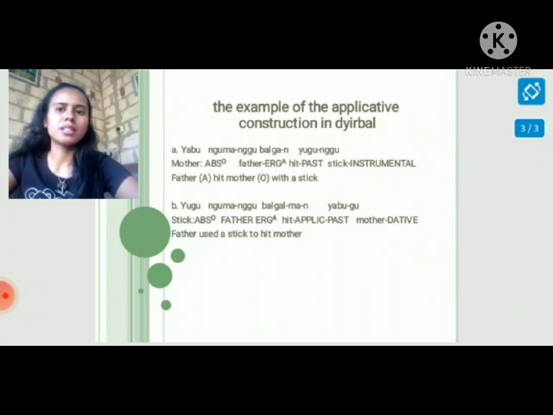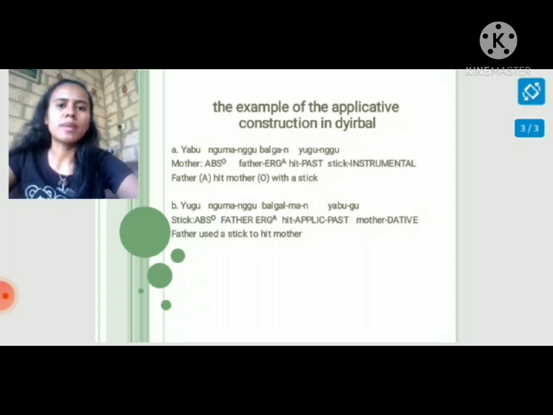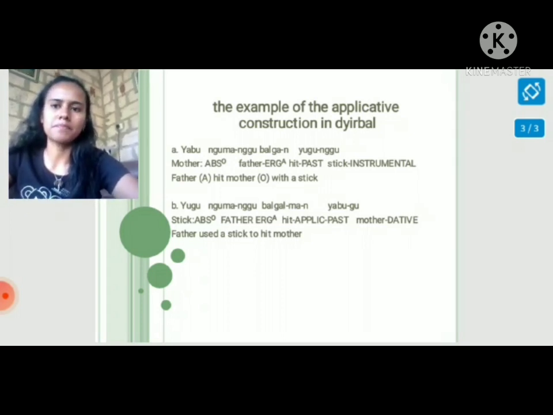whereas in Kivunjo the stick noun phrase can indeed be promoted to object, as in the example of part B. This noun phrase now has absolutive case, the case of normal objects in an ergative system, whilst the former object meaning mother has been demoted, as shown by its dative case marking.